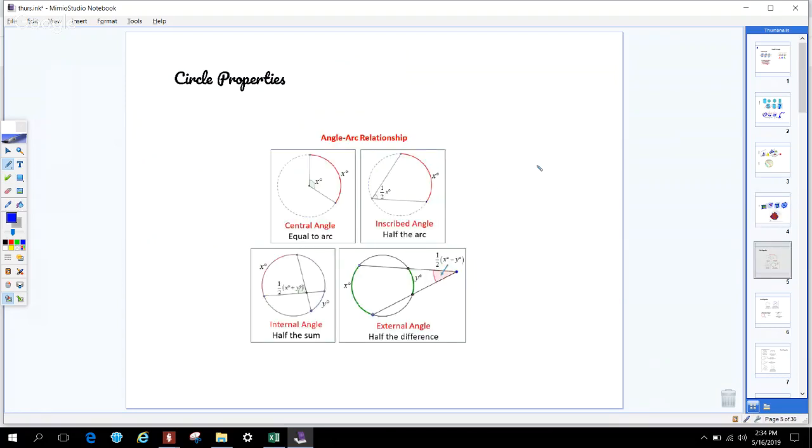Now we're on the papers you have in front of you. Please find the paper that says circle properties. These are just some things to refresh your memory.